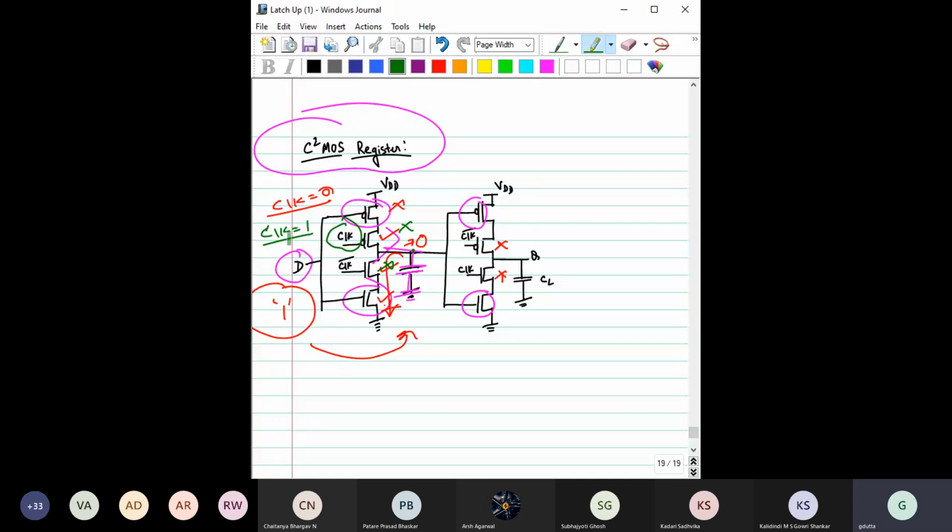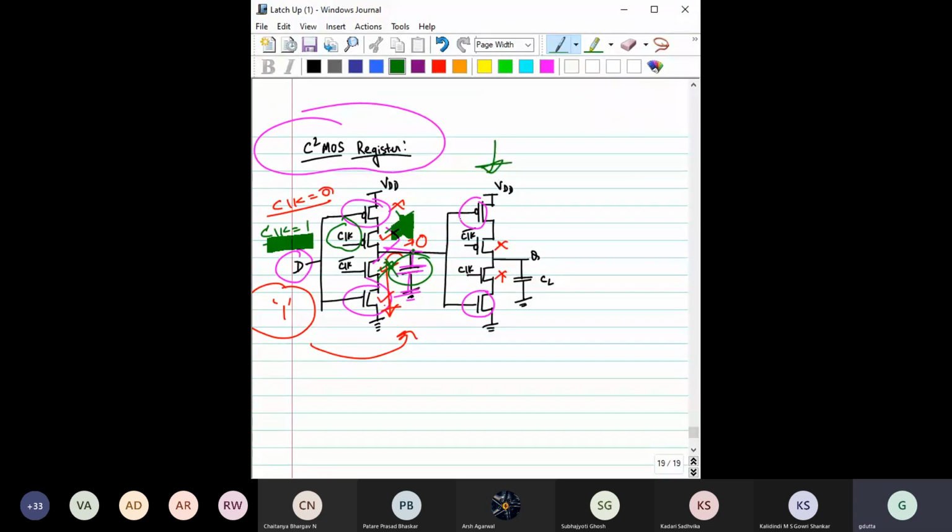So this clock is equal to 1, right? This clock equal to 1 means this transistor is now off. This transistor is off. So this capacitor is now isolated. It can neither be charged nor discharged, so whatever the value, it will store, right? What will happen in the next stage?